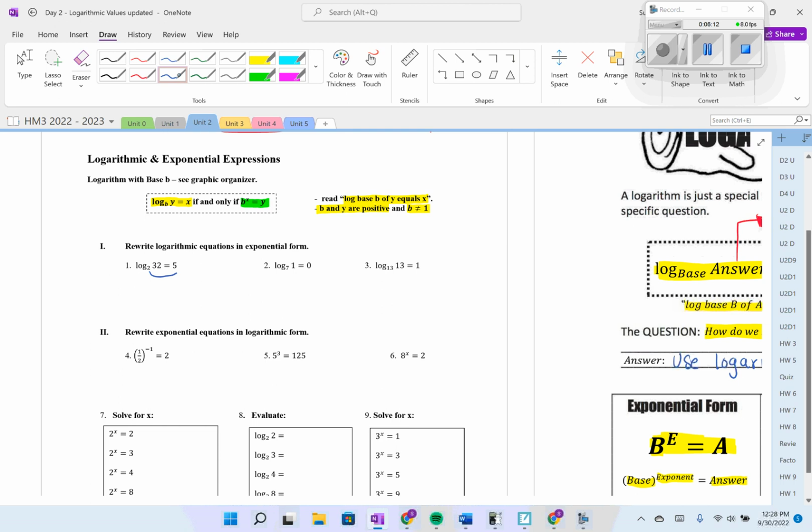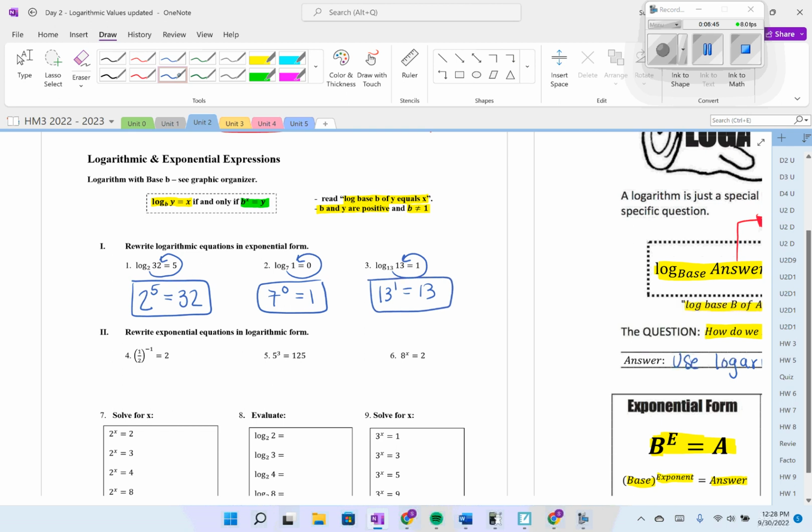So for this first one, if we use the loop trick, the log, the base stays the base. So 2 to the power of 5 equals 32. And you could even check in your calculator, is 2 to the 5th 32? Yes, it is. Over here, 7 to the power of 0 is equal to 1. And this last one, 13 to the power of 1 equals 13.